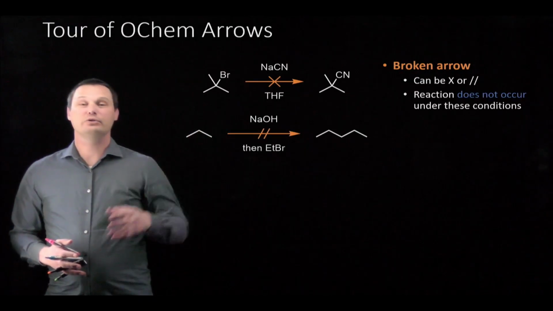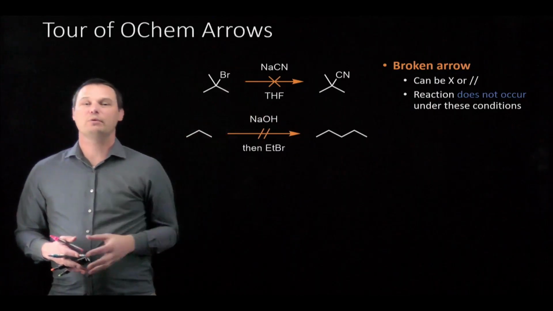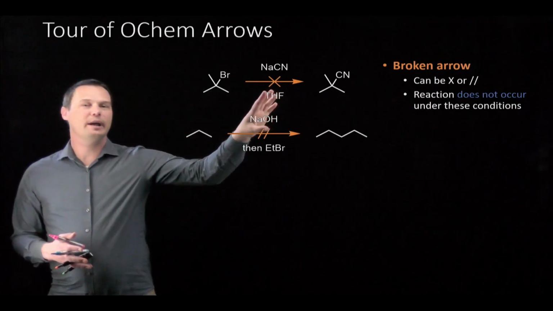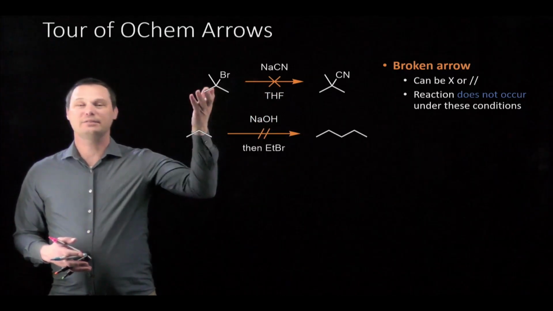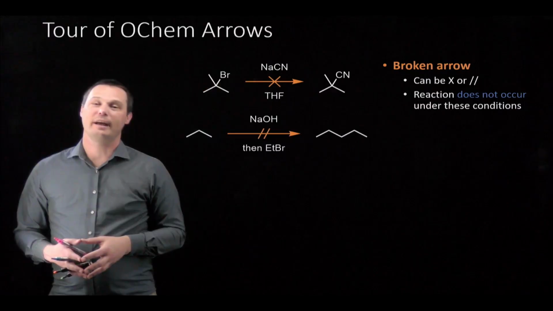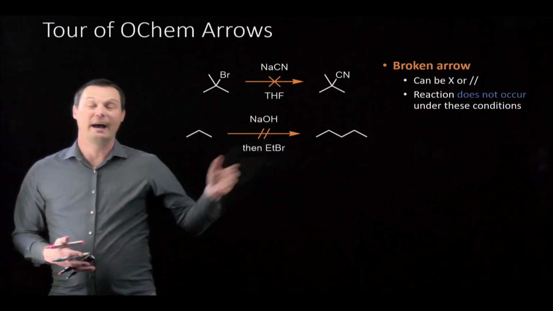The broken arrow shows reaction conditions that just didn't work. The arrow can be broken with an X or with the parallel lines, but it shows that under these reaction conditions, these starting materials were not in fact turned into those products. You can't do an SN2 reaction on a tertiary alkyl halide. You can't randomly deprotonate an alkane with sodium hydroxide and add on an alkyl group.